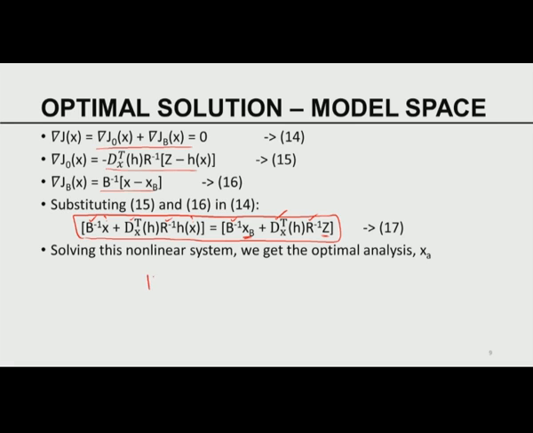When h of x is equal to H x, this reduces to a linear relation which can be solved by any one of the methods. In principle 17 is a nonlinear algebraic system whose solution gives you the optimal analysis. If it is a nonlinear algebraic system, the only way to solve it is by numerical methods. So there are tons of numerical methods one knows to solve 17.